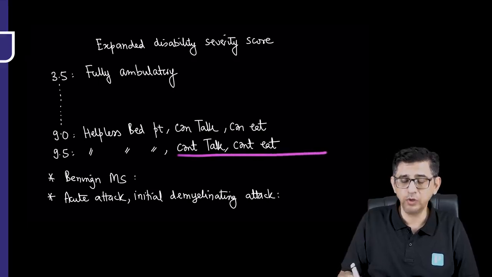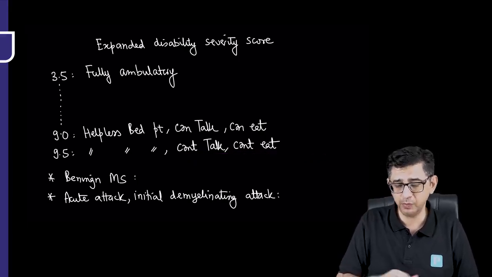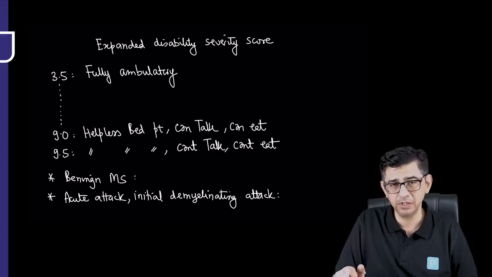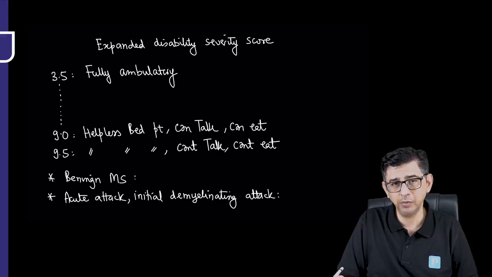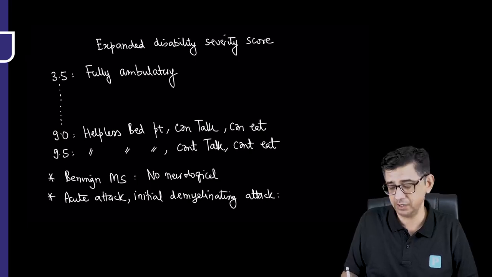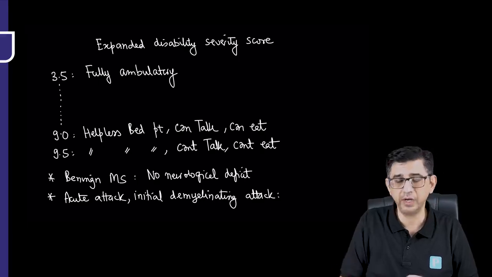Well, yes, we have two drugs available, and we'll talk about a couple of monoclonal antibodies which are useful for management of this patient. We also have a condition called benign multiple sclerosis. As the name suggests, there is no neurological deficit occurring in this patient. I mean, the MRI burden might be present, there might be lesions present, but there is no neurological deficit per se present, so it would not require any treatment.